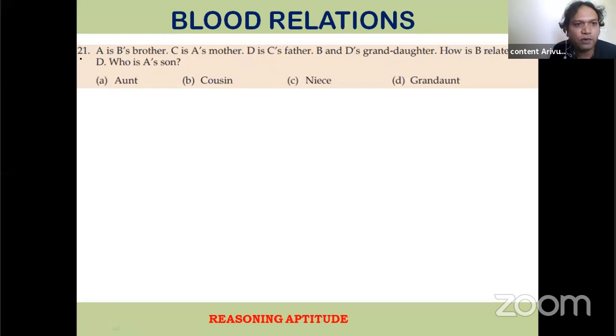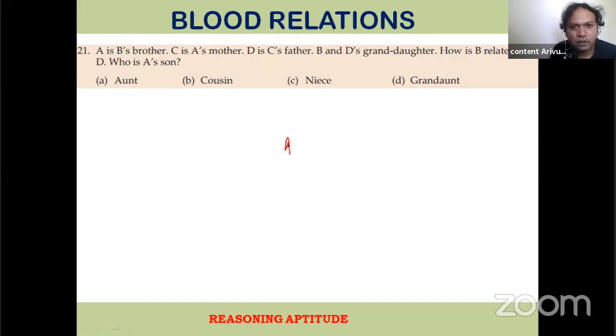Question number 21. Some of you had asked me doubt regarding question number 21. Let's see here. What is the question number 21? What is it asking? A is B's brother. So make the diagram. A is B's brother. How will you make the diagram, all of you? Now look at the diagram here. A is B's brother.